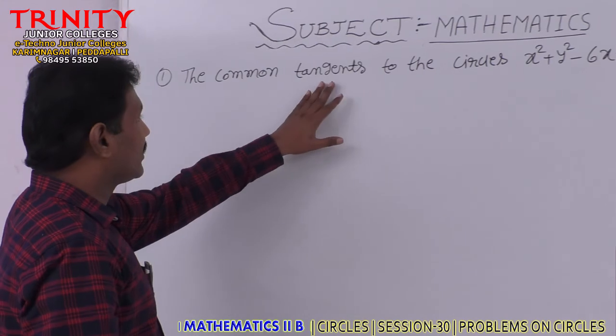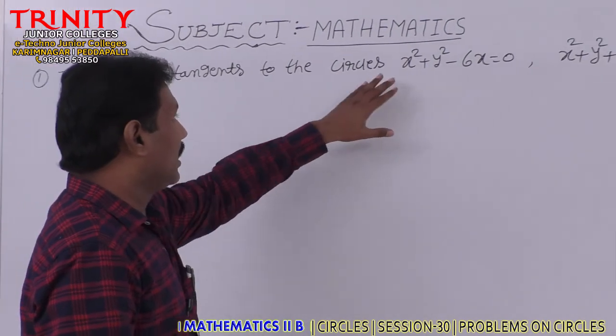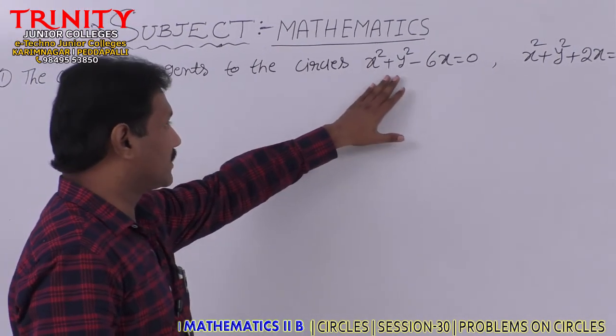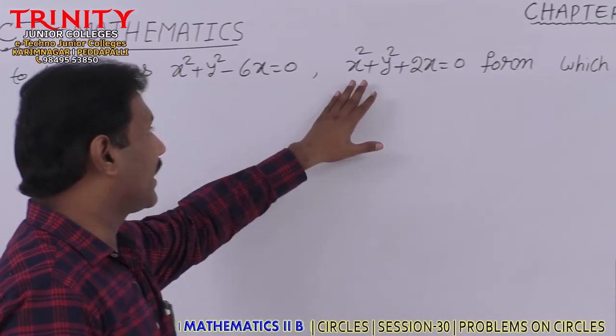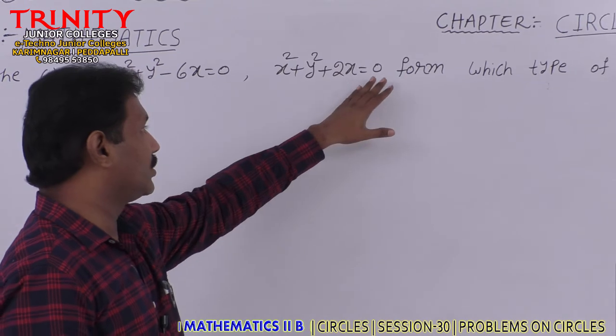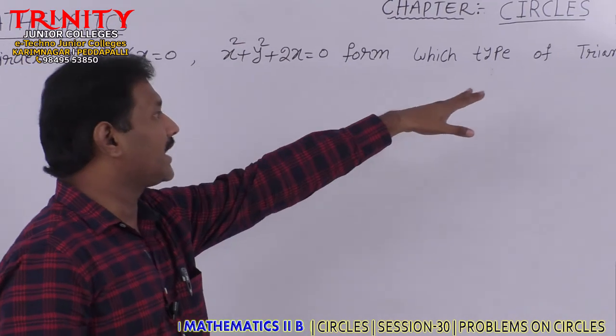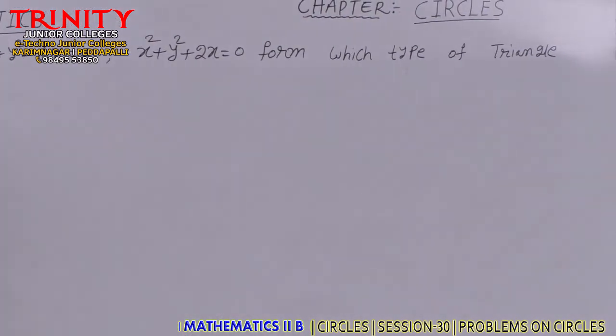The common tangents to the circles x square plus y square minus 6x equal to 0, comma x square plus y square plus 2x equal to 0 form which type of triangle?